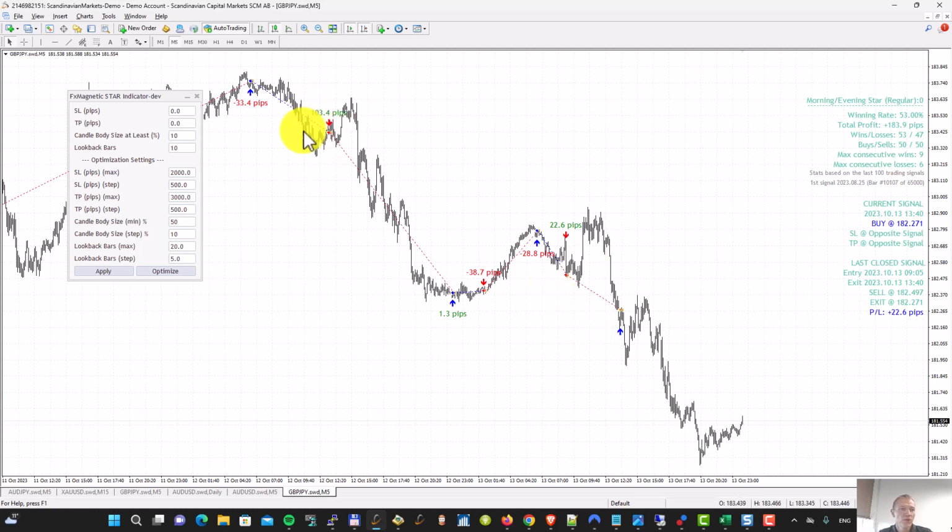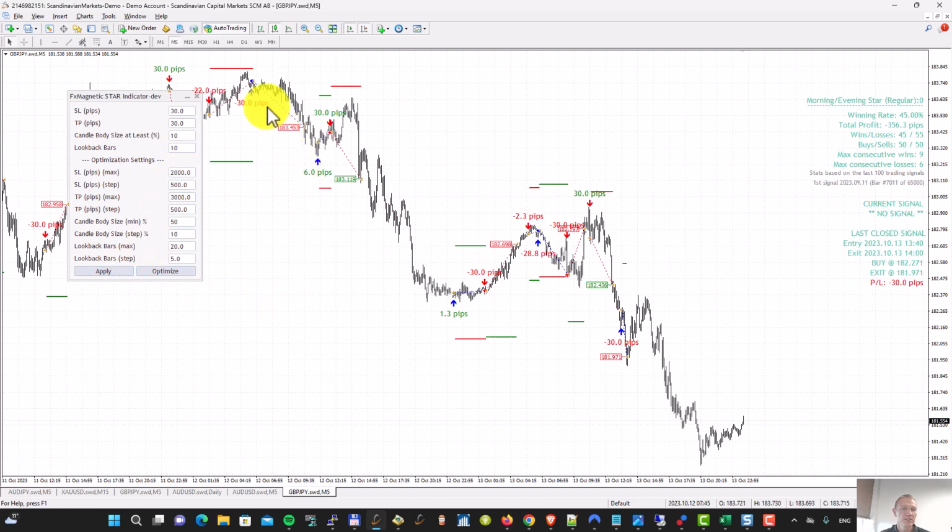Okay, if you set a take profit or stop loss, let's say a 30 pip stop loss and 30 pip take profit, we click apply. You can see all the signals have been backtested again. The indicator does the backtest for you in real time on the chart, and it will plot all these signals visually for you so you can see them. And yeah, that's the way they look right now.